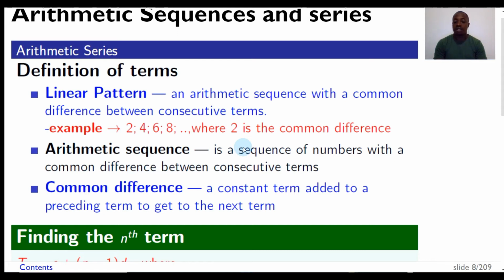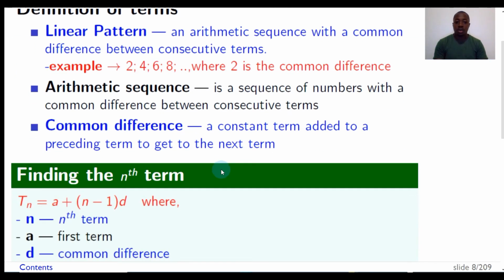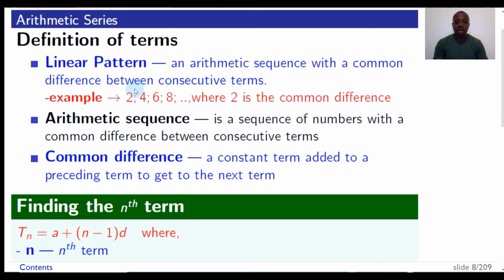You will see after completing this whole set of sequences and series that it is important to understand ways of selecting which one, or identifying or recognizing whether you are dealing with arithmetic, geometric, or the quadratic. Now, having said all this, a common difference is a constant term added to a preceding term to get to the next term. What it means is, for me to come from this, I need to add this constant that we discovered by subtracting consecutive terms.